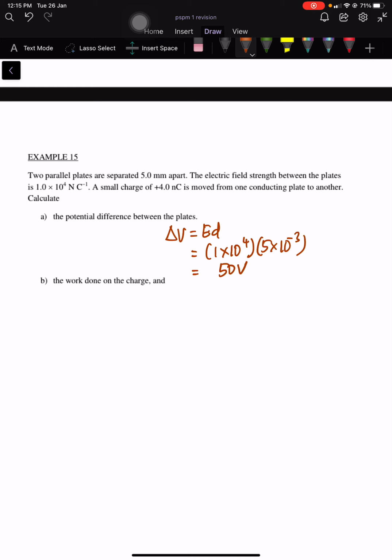So the work done on the charge is work done is equal to Q naught delta V. So Q naught is 4 times 10 to the power of negative 9 because nano coulomb. So times with delta V is 50. So we get work done is 2 times 10 to the power of negative 7 joule.